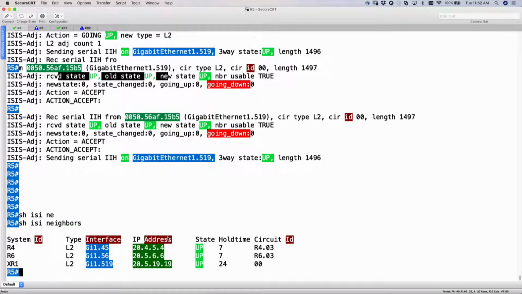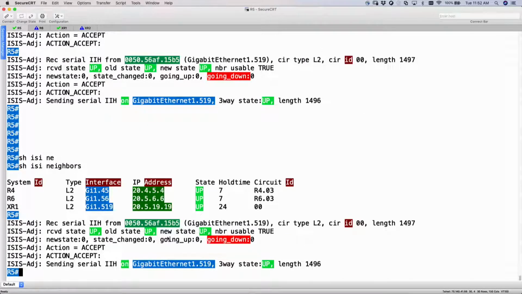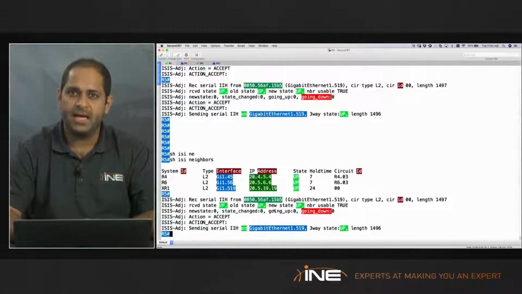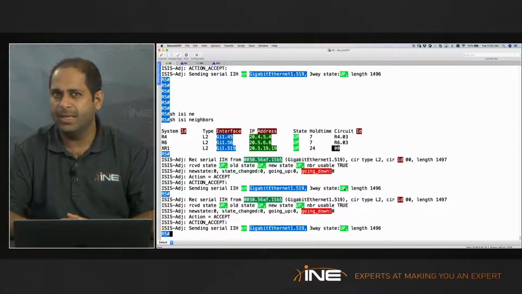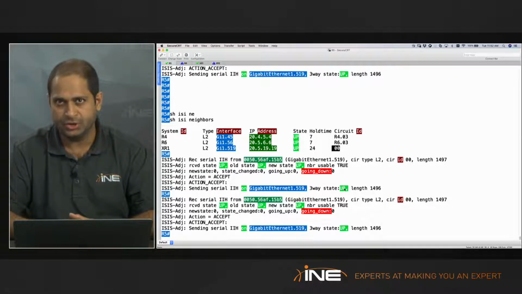Is there a DIS election in point-to-point? No. We can confirm that by looking at the circuit ID again. You would see the circuit ID as 00, which means that there was no DIS election.